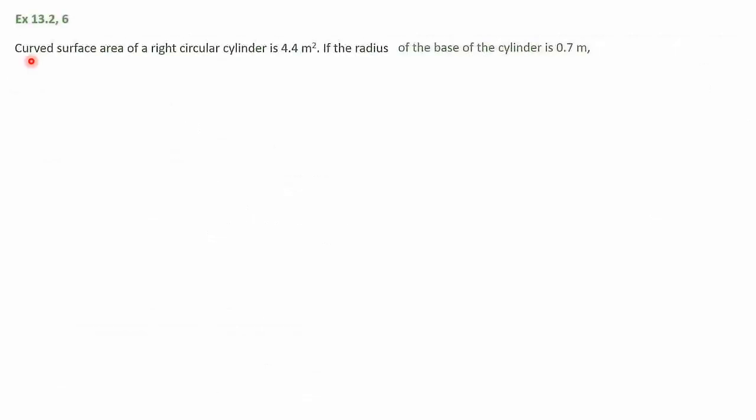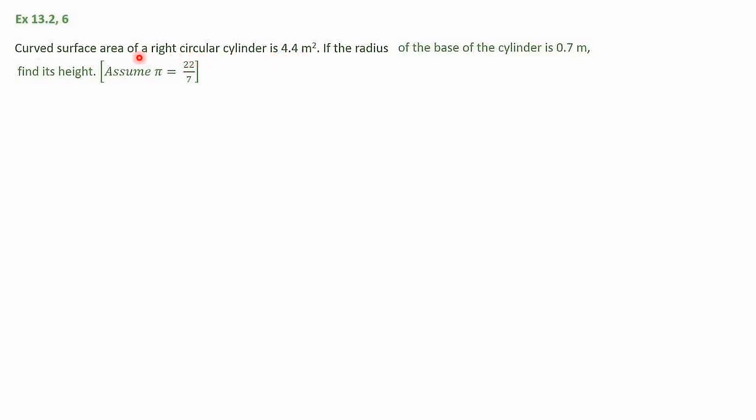Move on to the sixth question. Curved surface area of a right circular cylinder is 4.4 meter square. If the radius of the base of the cylinder is 0.7 meter, find its height. Here also the pi value is given to us, 22 by 7. This is an indirect question. Curved surface area of the right circular cylinder is given to us, 4.4 meter square.